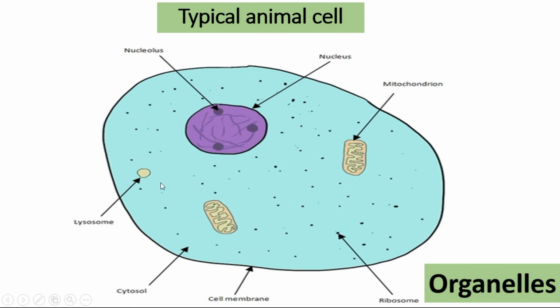This animal cell looks very simple, and this is because it is viewed under a light microscope. But the cell, if viewed under a more powerful microscope, such as an electron microscope, would be much more detailed and would look something like this.